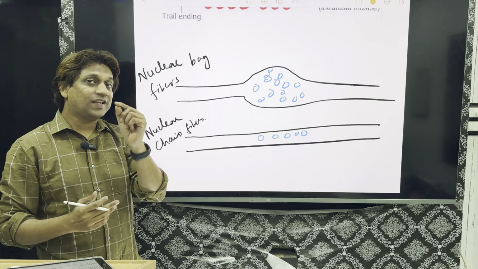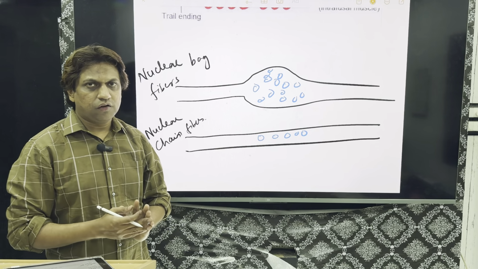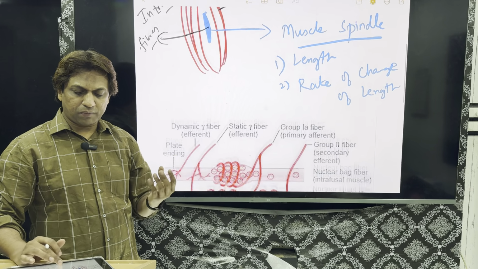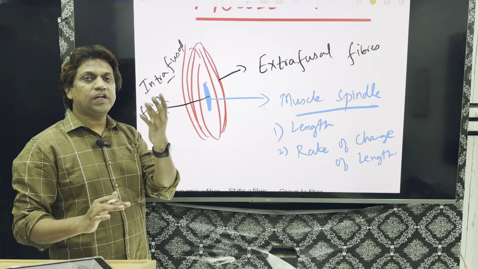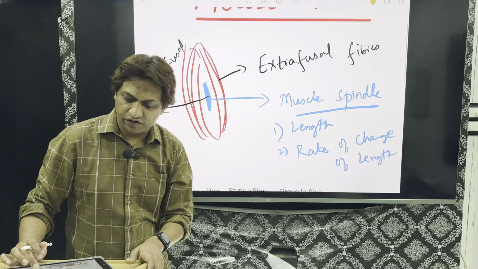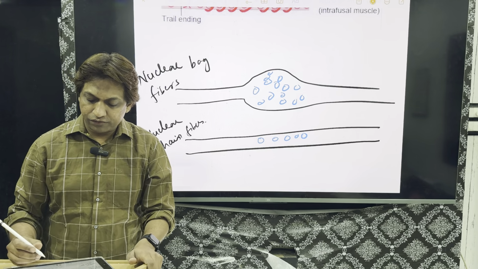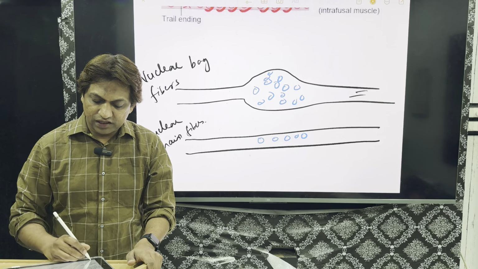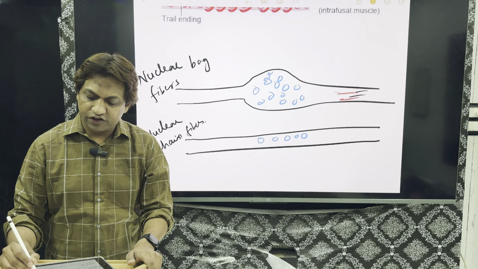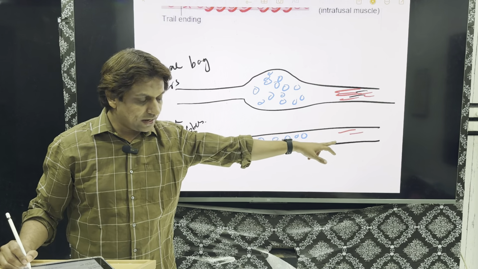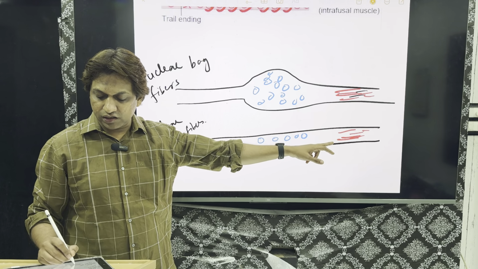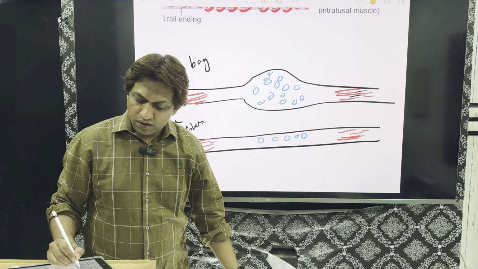Now, the important one is the nerve supply to this muscle spindle. In the extrafusal fibers, that is the skeletal muscle fibers, they are made up of actin and myosin filaments. Like that, here also in the muscle spindle there is an actin and myosin filament complex, but it is present at the peripheral parts, which I am highlighting with the red color, in the nuclear chain fibers and nuclear bag fibers.